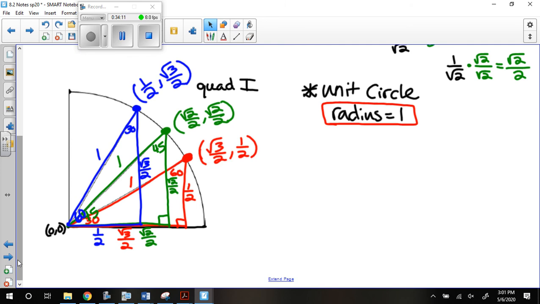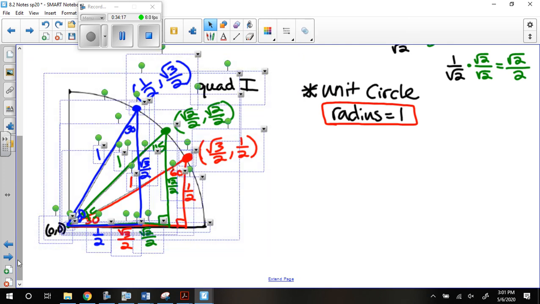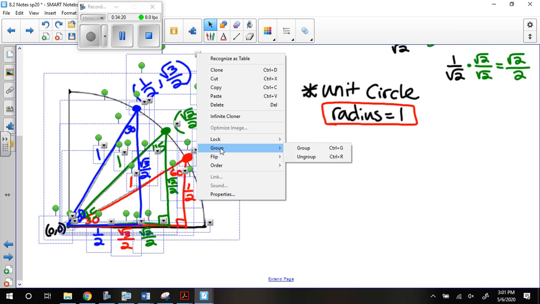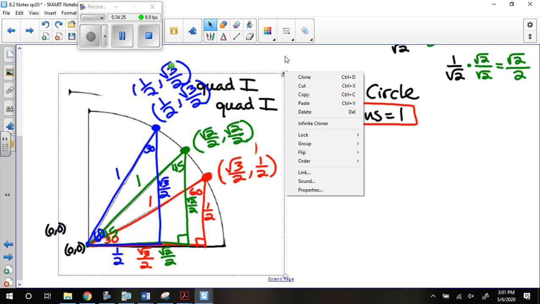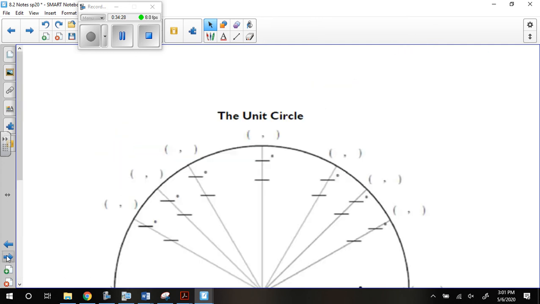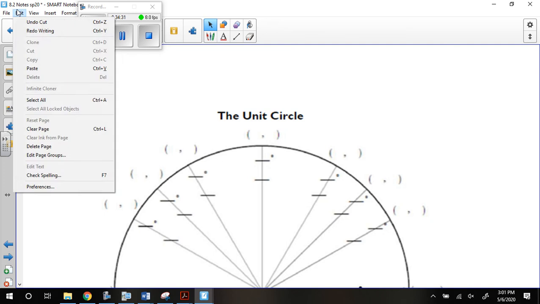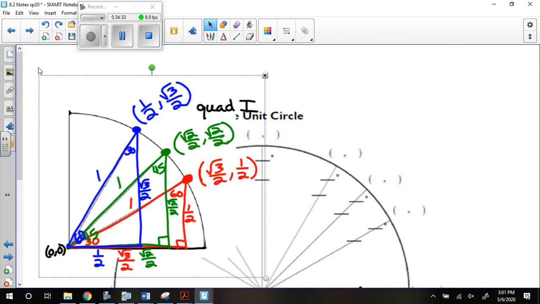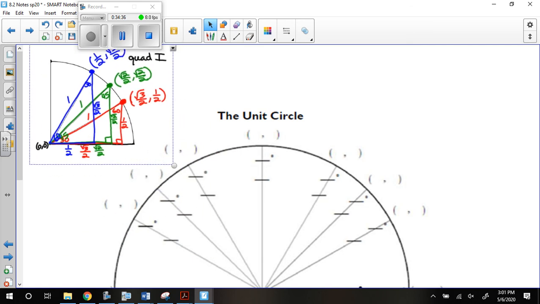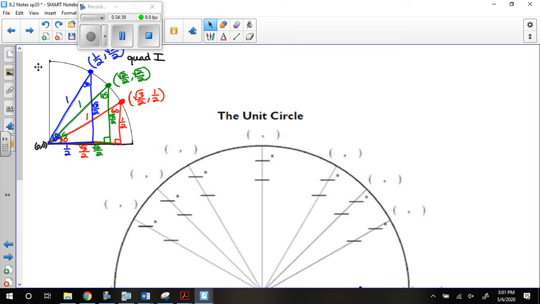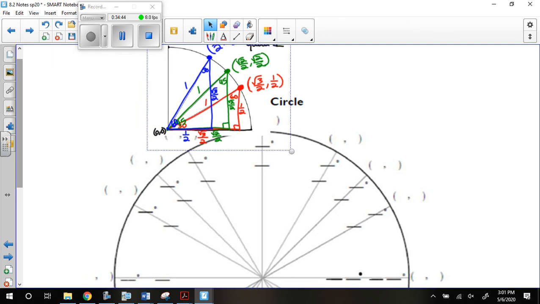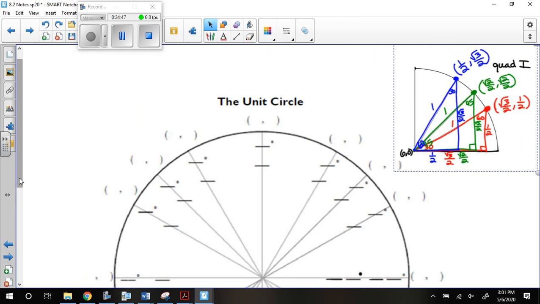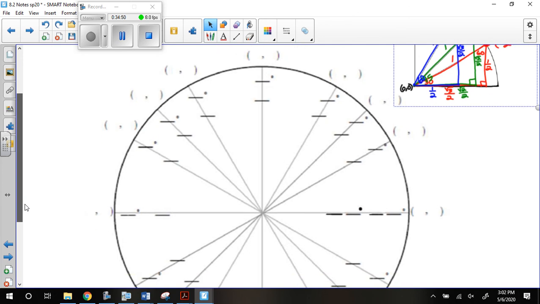All right, so I'm going to copy and paste this, I believe. Okay, so let me group it all together. And I am going to clone it. And let's move it to this page right here. Paste. Okay. So just as a little reference picture here, this is my first quadrant of the unit circle. Okay, so here I'm actually going to move it over where the first quadrant is located on our unit circle.